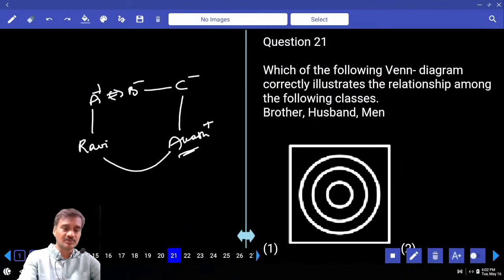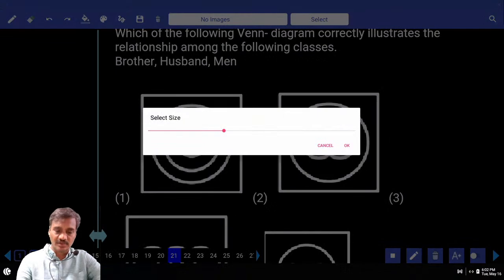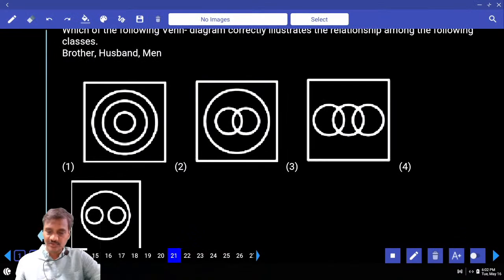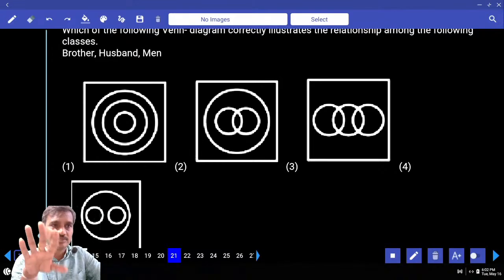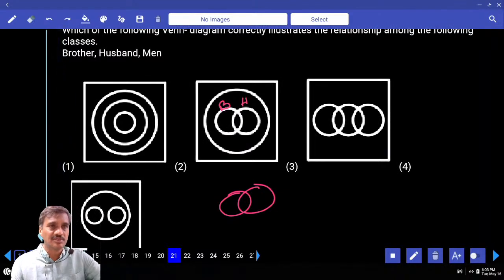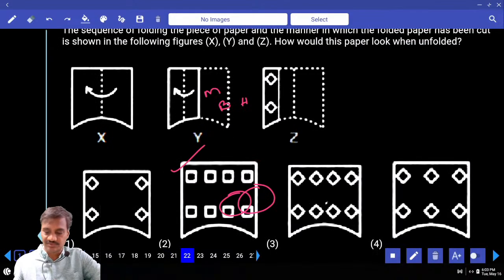Then next one, coming to question number 21. Now in this 21, brother, husband, man, and so on. Then how to represent this one? Now brother and husband, these two persons are males, isn't it? That means there are some brothers who are husbands. All brothers are not husbands, all husbands are not brothers. Both brother as well as husband, and these two are men. So what is your answer? Choice 2, question number 21.